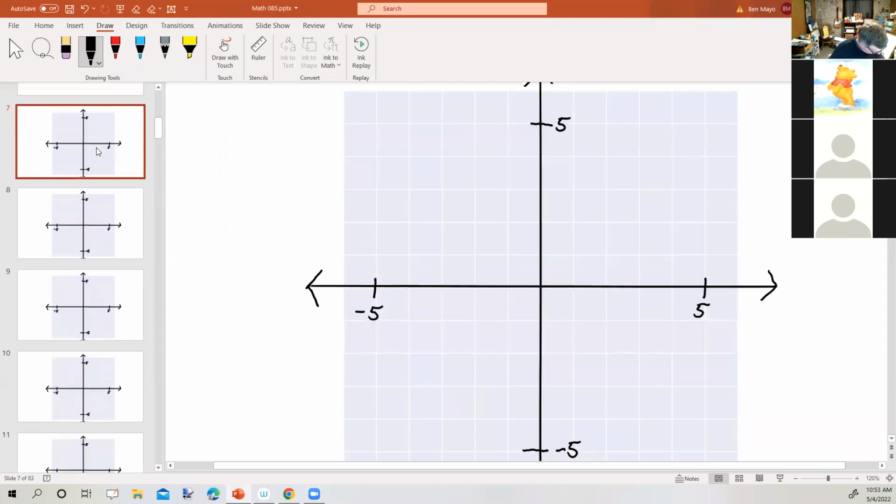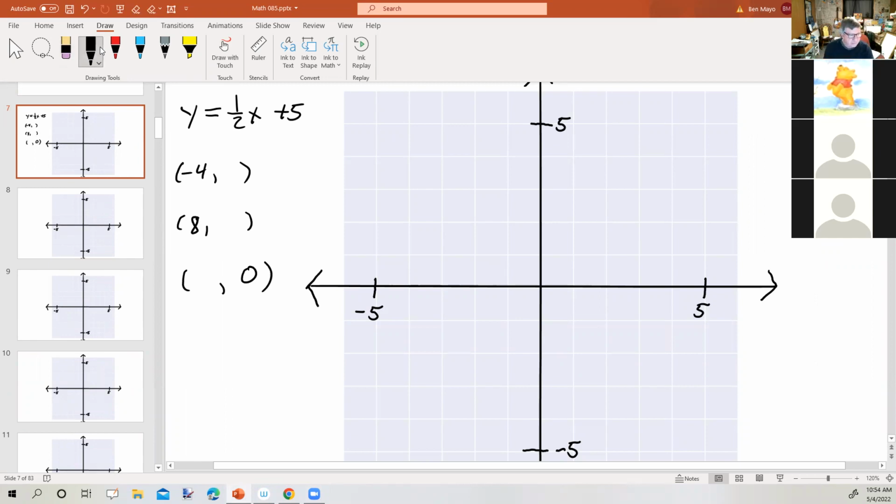Let's see here. How about this one? y equals 1/2 x plus 5. And we're going to complete the following ordered pairs: (-4, something), (8, something), and (something, 0). All right. So far, so good.